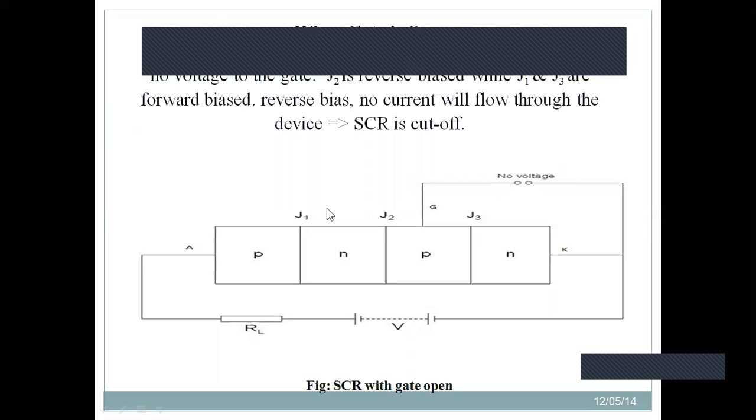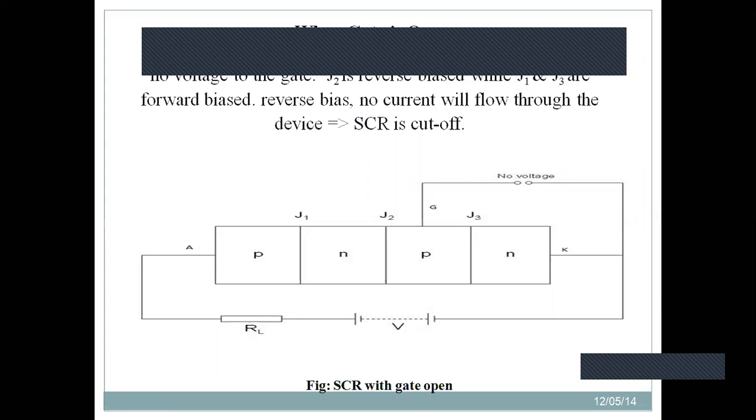One is forward bias, another is reverse bias. Based on the junctions J1, J2 and J3, I can make my SCR operate under forward bias or under reverse bias. So let us see what happens in the forward bias and what happens in the reverse bias. If I want to make it forward bias, junctions J1 and J3 should be forward bias and junction J2 is reverse bias.